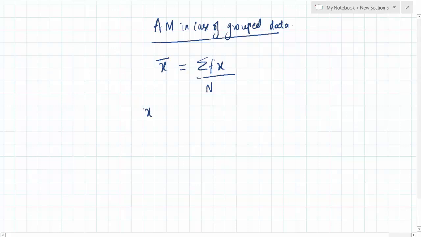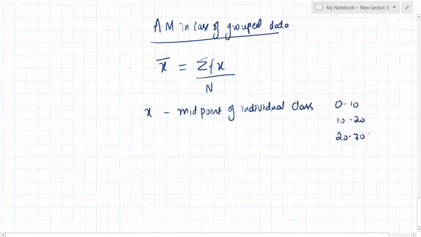Here the x is going to represent the midpoint of individual classes. When I say individual class, it means you have the variables in the grouped form, in the class interval form. Say something like 0 to 10, 10 to 20, 20 to 30. In such a case, you have to find out the midpoint. The midpoint between 0 to 10 is 5.